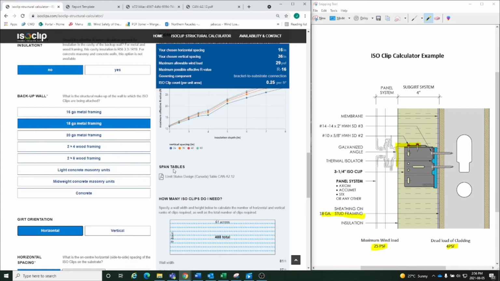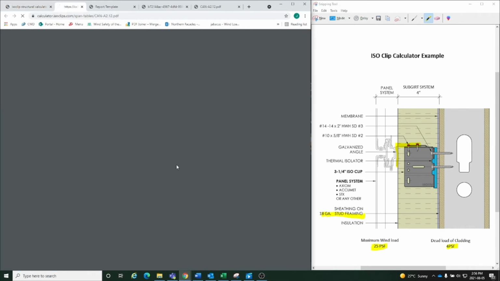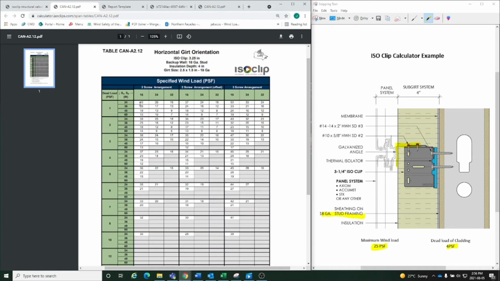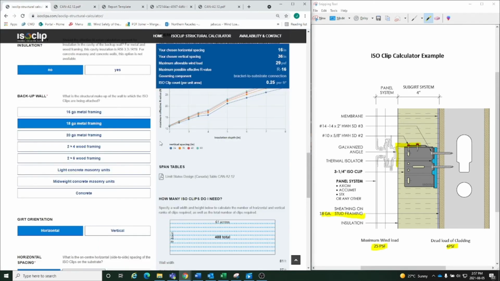If you want to dive into things further, you can actually click on the span table here and it will direct you to a span table. And this span table can be used in your submittals. To read the span table, you have the dead load in pounds per square foot in the column on the left, your vertical spacing as SV in inches, your horizontal spacing as SH in inches, and then the values in white in the middle are the maximum allowable wind load in pounds per square foot. And over here, the title just goes over the inputs that you put into the calculator. So this is a horizontal girt orientation with an 18 gauge stud and an installation depth of 4 inches. So you can use this as part of your submittal package.